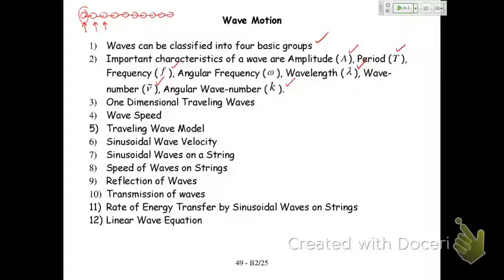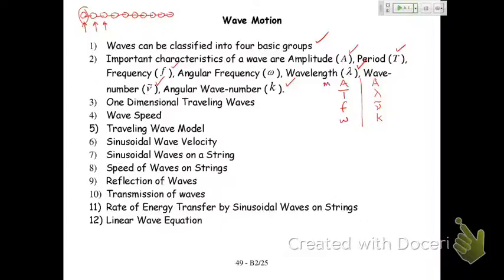So for oscillators, we had amplitude, we had period, we had frequency, and we had angular frequency. Now for a wave, we'll still have the same amplitude. We won't have period, we'll have wavelength. We won't have frequency, we'll have wave number. And we won't have angular frequency, we'll have angular wave number. So these analogies are really useful.